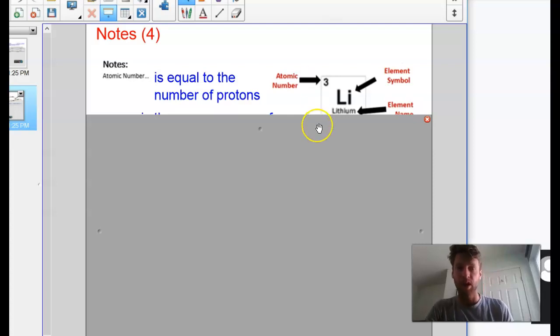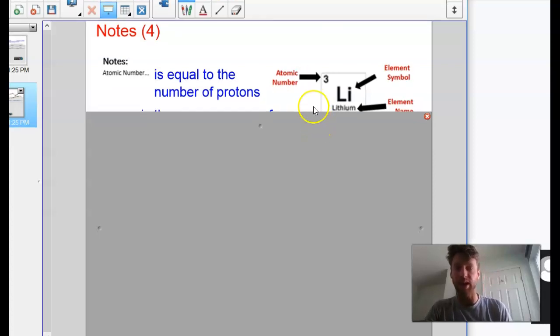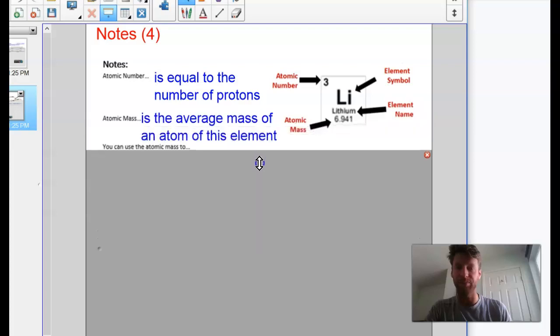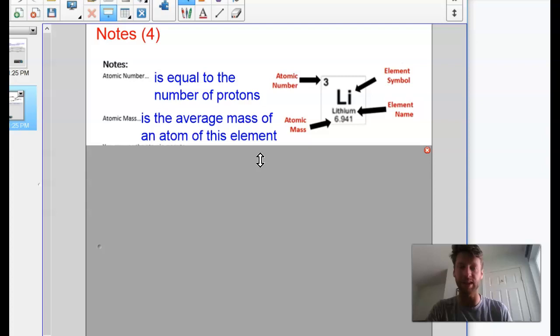So, let's look at what the atomic mass will tell us. Well, the atomic mass is the average mass of an atom of this element. So 6.941 is our average mass of lithium.